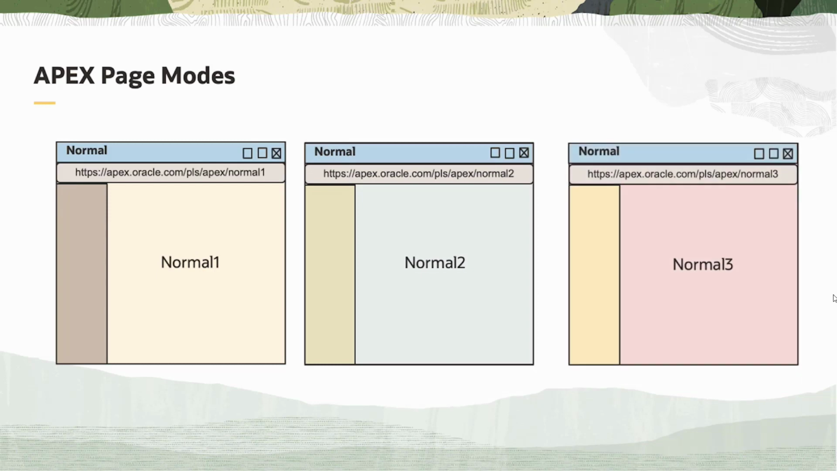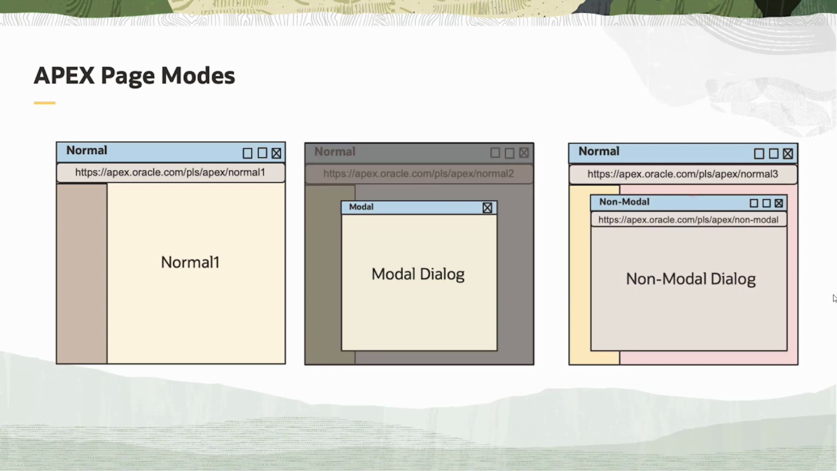Now there are different types of pages and different types of page styles. For instance, you can create a couple of different types of pop-up pages called modal and non-modal pages. A modal page requires you to interact with the pop-up page before you can navigate back to the previous page. A non-modal page allows you to interact with the pop-up page as well as the page beneath that.